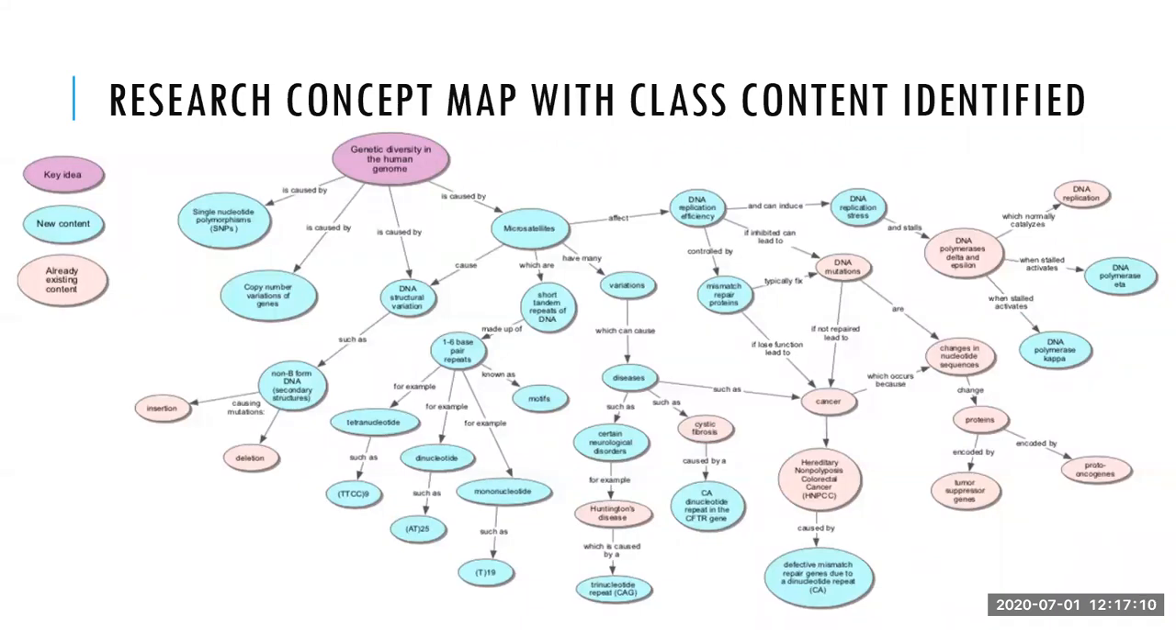So once I had the final research concept map, what did I do next? Well, I decided the best thing to do would be to identify the content that I already taught in my classroom. Going through my research concept map, all of the pink concepts are things that I already covered in my class in some capacity, and the turquoise concepts are new things that I had learned during my summer research. So I decided that I was going to focus in on those things that I already taught in my classroom, which would be the pink circles.